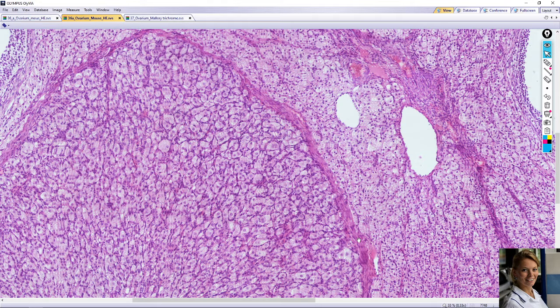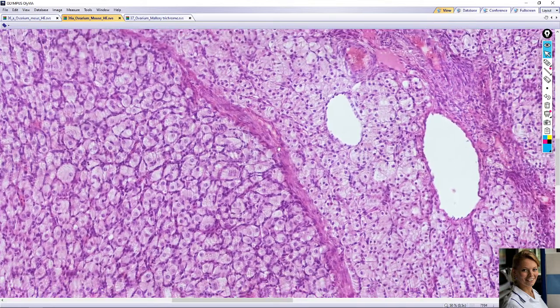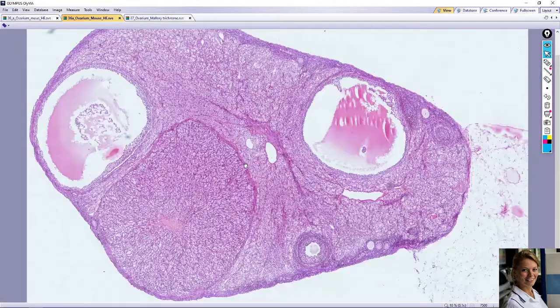The theca externa cells form a poorly defined capsule around the corpus luteum, so it's not good to identify in this section.